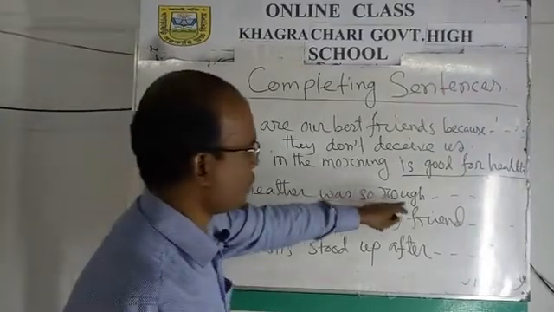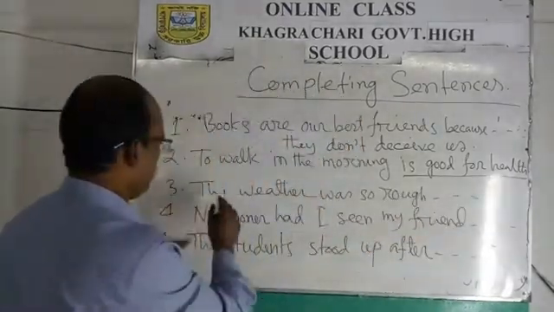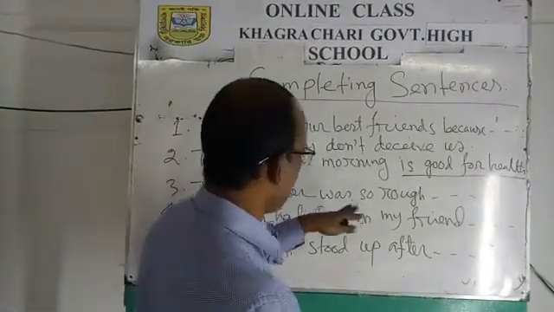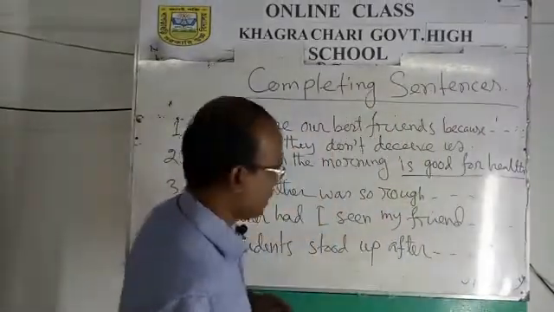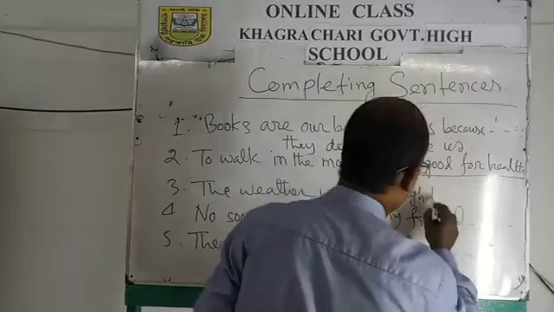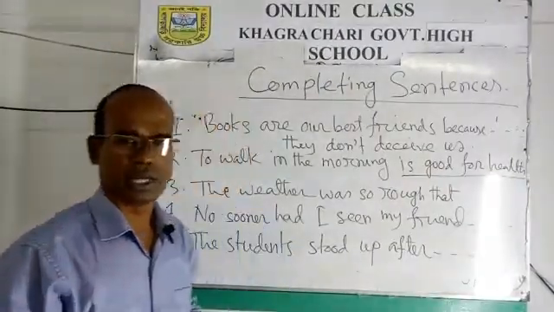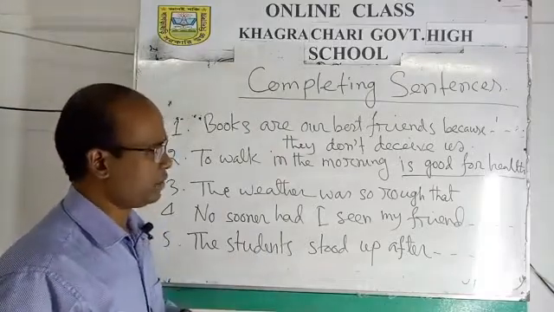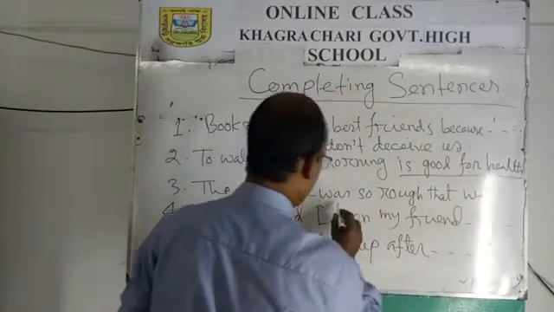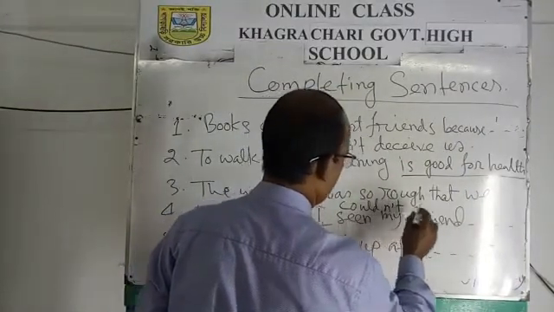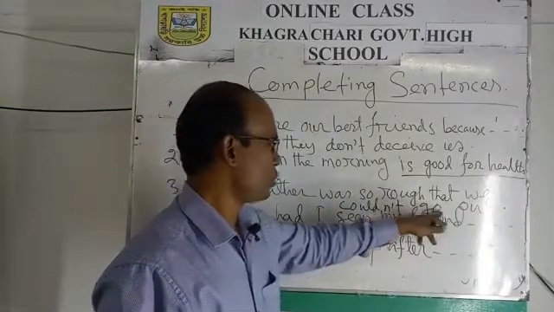The weather was so rough. So we need another sentence. The weather, it is in past tense. The weather was so. It means intensity. So after so, we need to use that clause. So rough that anything may happen. Suppose the weather was so rough that we couldn't go out. The weather was so rough that we couldn't move. The weather was so rough that no one can go out. Many things may be. The weather was so rough that we couldn't go out. Yes.